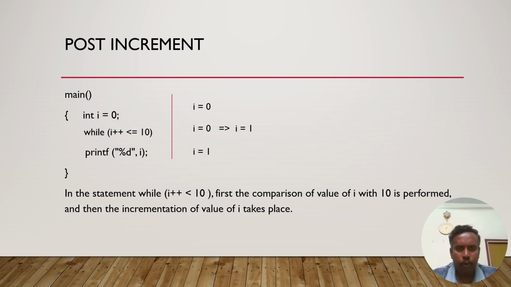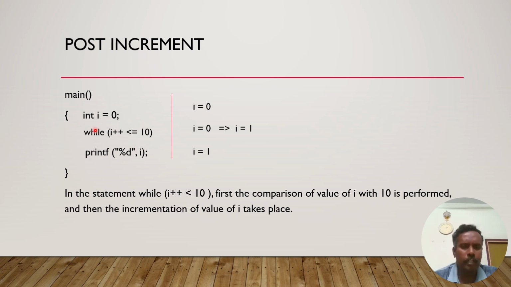Now we'll get into the post increment operator. What is the post increment operator? Here i equal to 0, plus plus comes after i. So what happens is i is given the value of 0 first and then it is incremented. So i is equal to 0 is assigned here. 0 is less than or equal to 10 is compared first. Then in this place itself, i becomes 1. So when it comes here, i becomes 1.